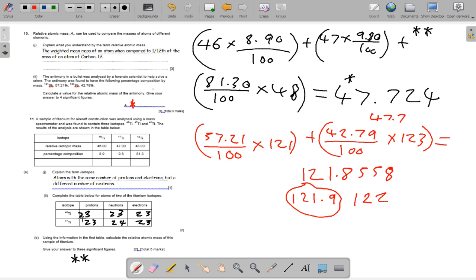Next is the proton numbers for titanium. No Leander estimates, please. Protons and electrons are 22, and neutrons are 24 and 25. So we do the same thing again. 46 times 8.9 over 100, 47 times 9.8 over 100, and 81.3 over 100 times 48 equals 47.724, which to 3 significant figures is 47.7.